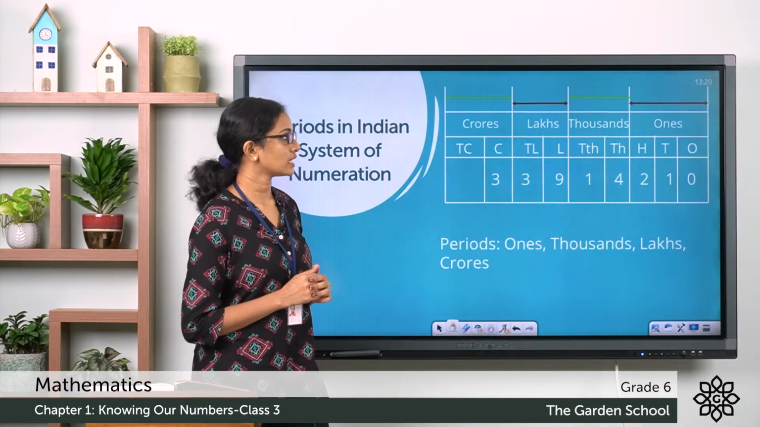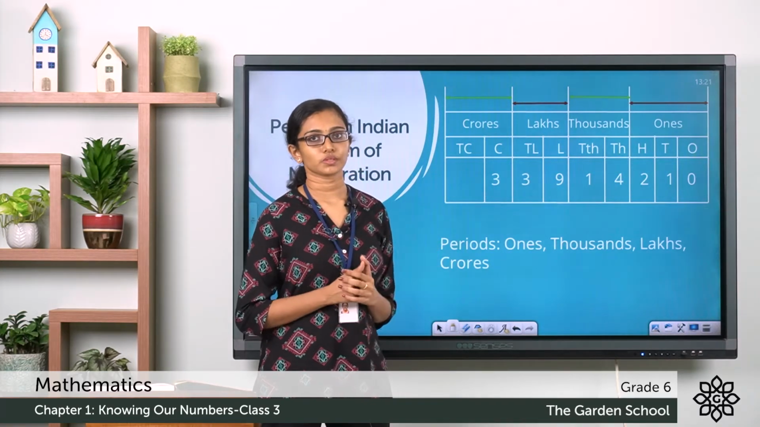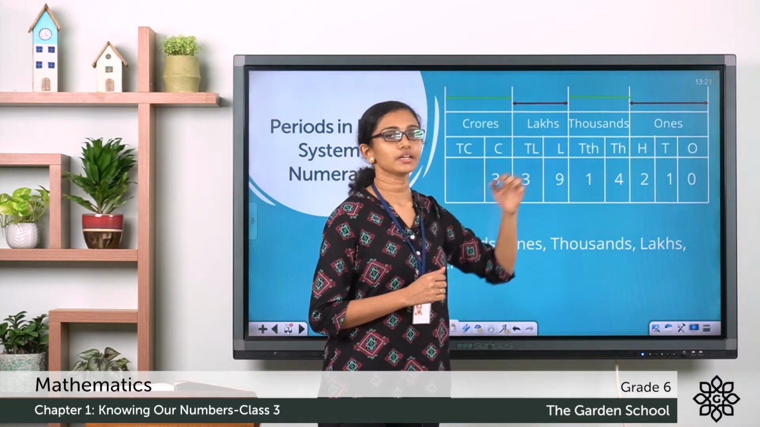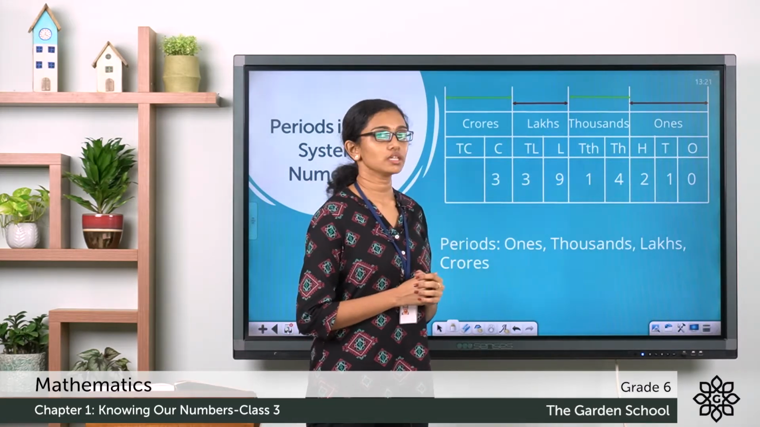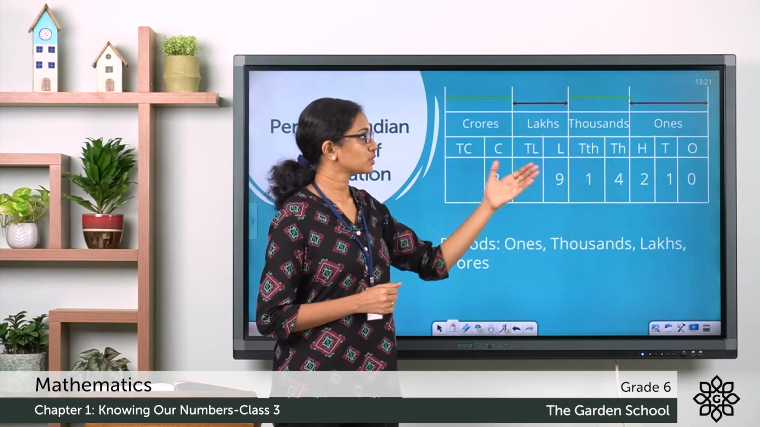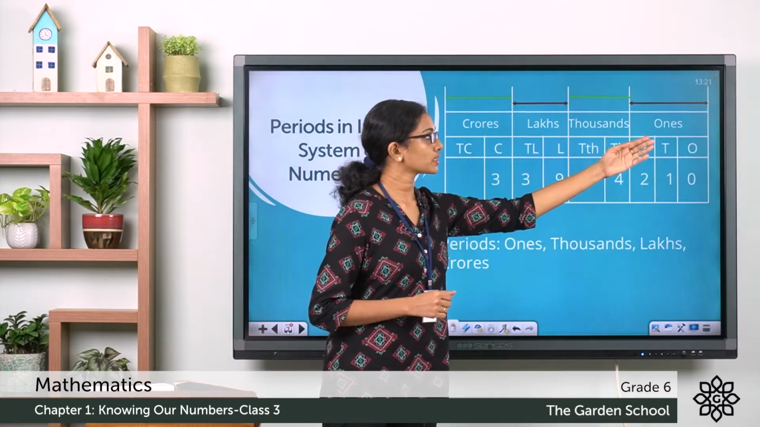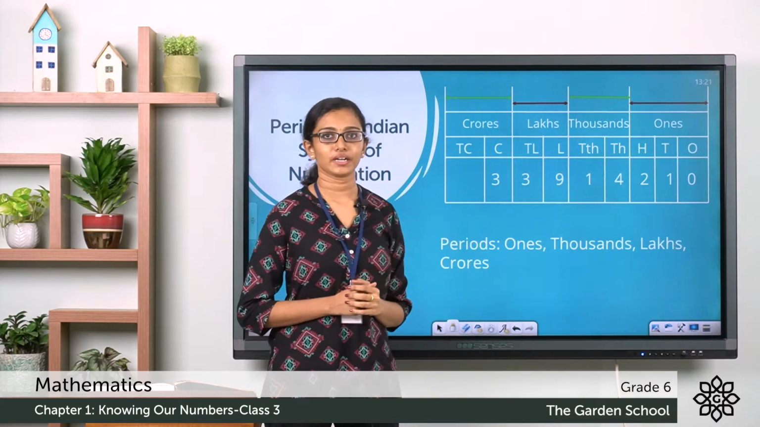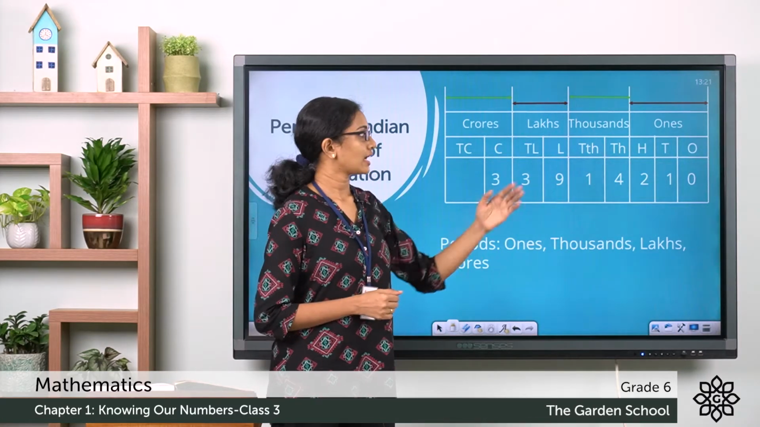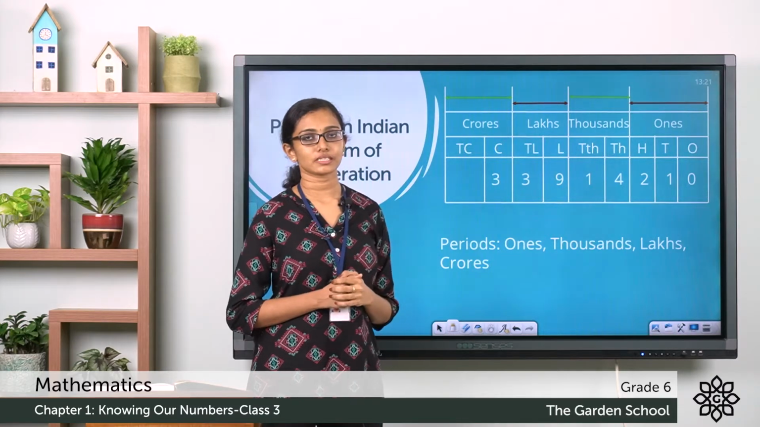And you also see a few of the places are formed into groups. So here, the ones place, tens place and hundreds place are grouped into the ones period. So each of the groups is called a period. So here you have the ones period with ones, tens and hundreds. And here you have the thousands period. And thousands period has got thousands and 10,000s.